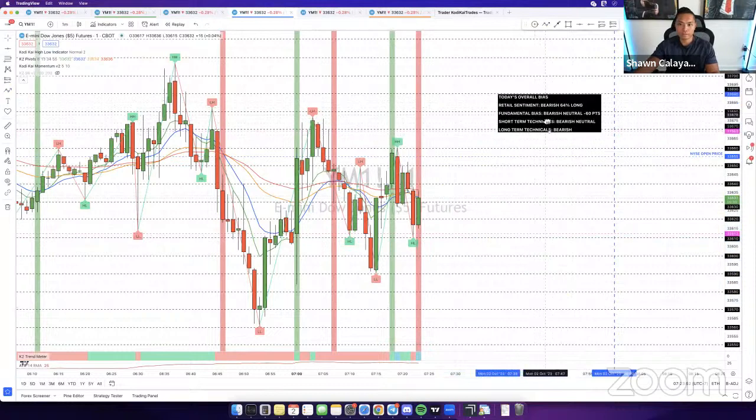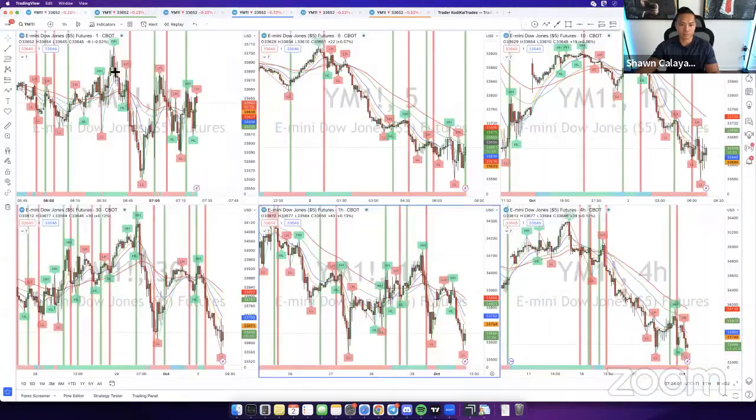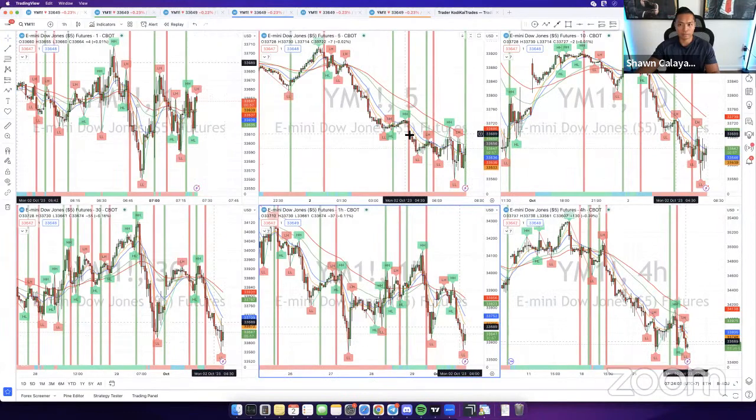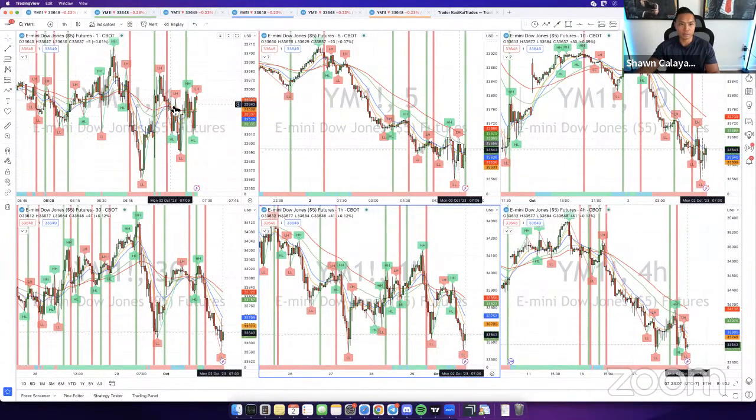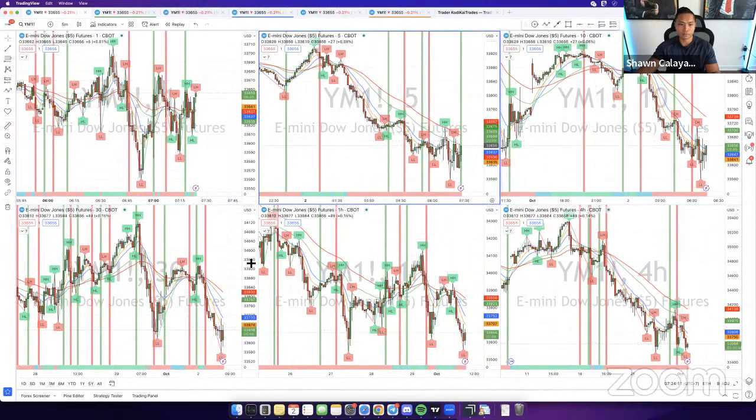So our overall bias for today is bearish. You can see retail sentiment is bearish, fundamentals are bearish neutral, short-term technicals are bearish neutral, and long-term technicals are bearish. Just looking at this, everything's pretty much bearish for the most part, except for the 1 minute. You can see how messy the 1 minute is over here, but everything else is pretty much bearish. 5 minute, 10 minute, 30 minute, 1 hour, 4 hour, everything's looking bearish, right?